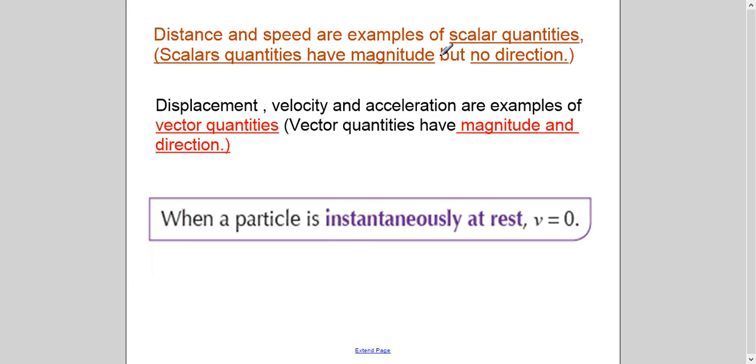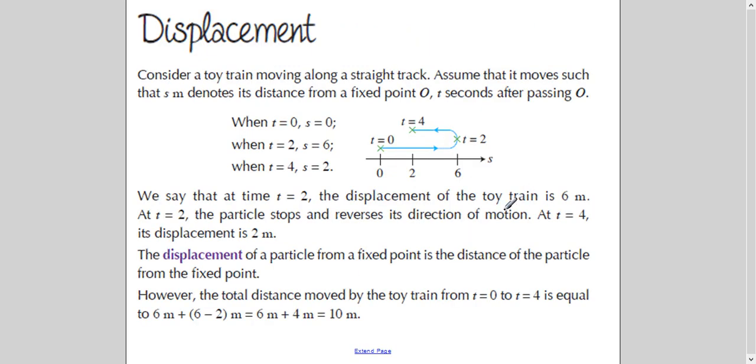I'm sure you know that scalar quantities are those which only need magnitude, no direction, and distance and speed are considered scalar quantities, whereas vector quantities are those which need magnitude and direction, and displacement, velocity, and acceleration are vector quantities. Now, a very important keyword: when we say a particle is instantaneously at rest, it means we are saying v equals 0, and we will use this in our questions. I will show you certain key points which are important to remember while you are solving kinematic questions.